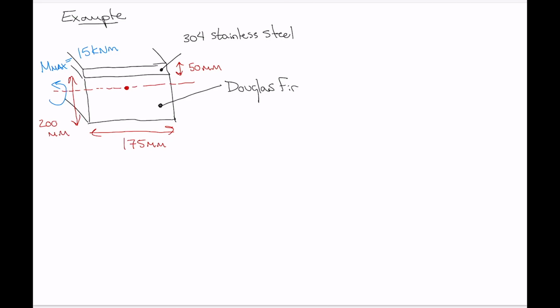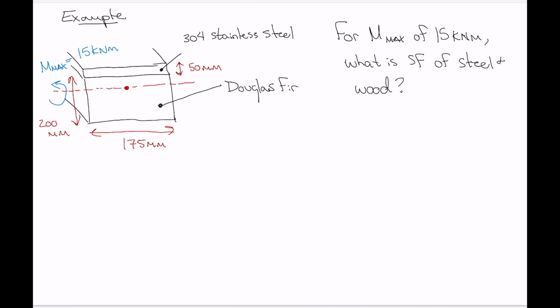It's going to be in that direction, which is placing the steel in compression and the bottom of the wood in tension. And what we want to know is, for this maximum moment of 15 kilonewton meters, what is the safety factor for the steel and the wood?